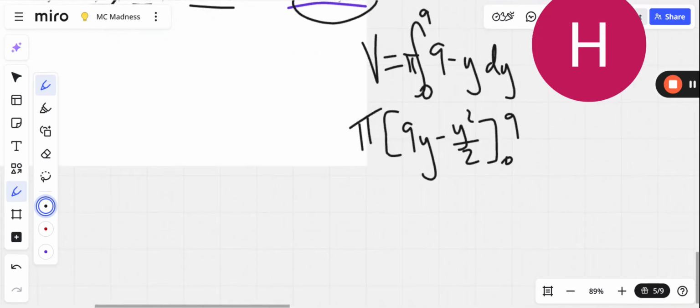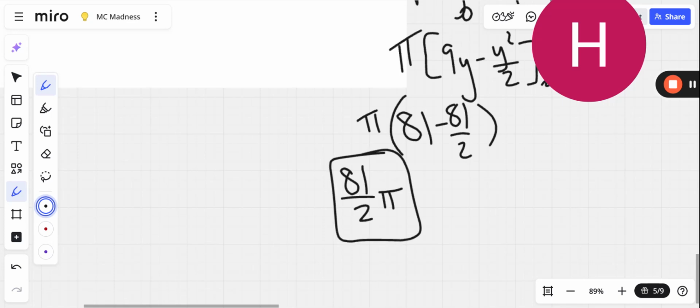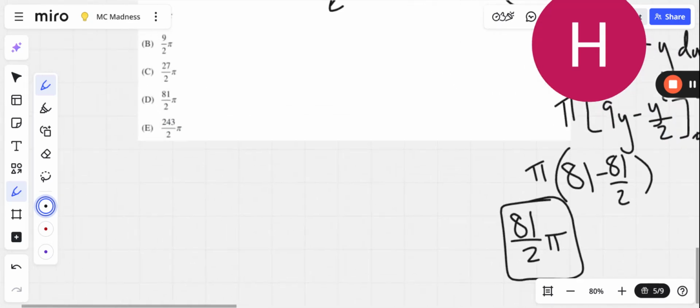Of course, plugging in 0 doesn't do anything, but when we plug in 9, we get 81 minus 81 over 2. I see so many students struggle with this kind of thing, but it's very basic. If we take a number and we subtract half of it, we're left with the other half. So that's just 81 pi over 2. Don't worry about getting the same denominator and then you subtract 162 minus 81 and you get 81. Just think about it logically. We're taking a whole number and we're subtracting half of the number. How much is left? Like, take a cookie and then break it in half. Take half away. How much is left? It's half a cookie. So 81 over 2 pi is our answer.